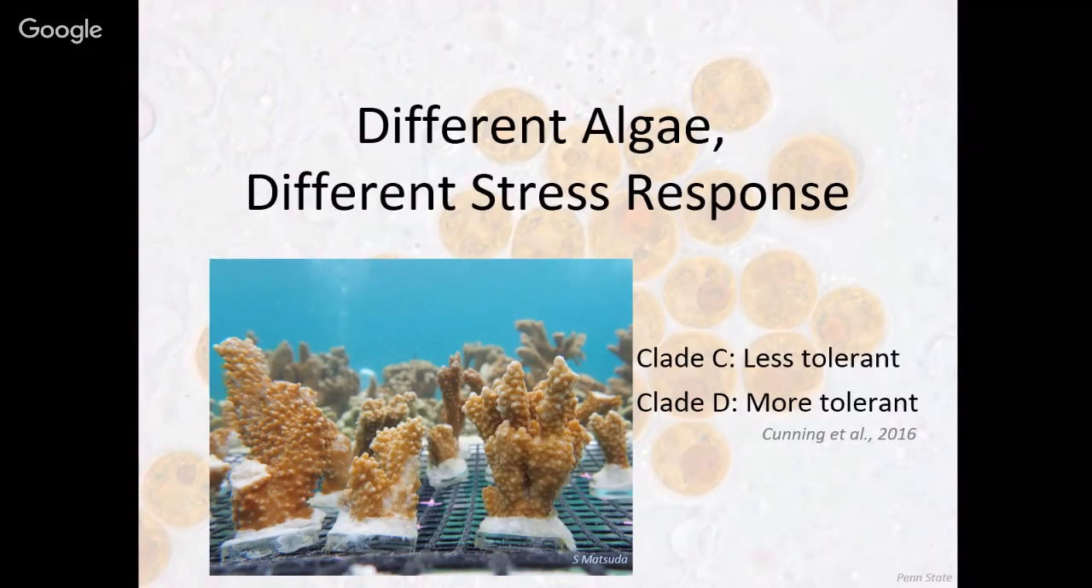And what we've seen recently in our lab is that corals that associate with what are known as clade C type algae are less tolerant to stress, meaning those are the ones that are more likely to bleach. Whereas corals that associate with more clade D are more tolerant and less likely.